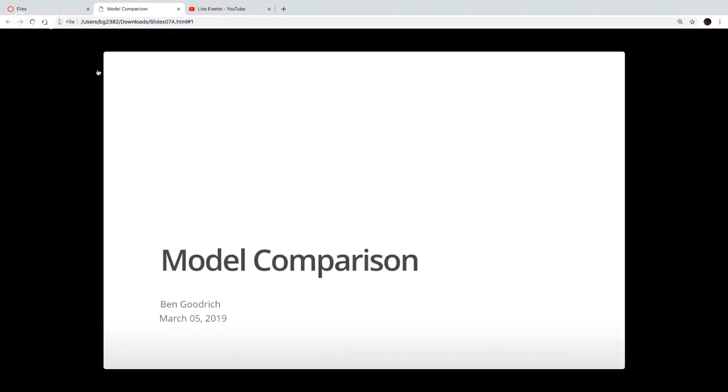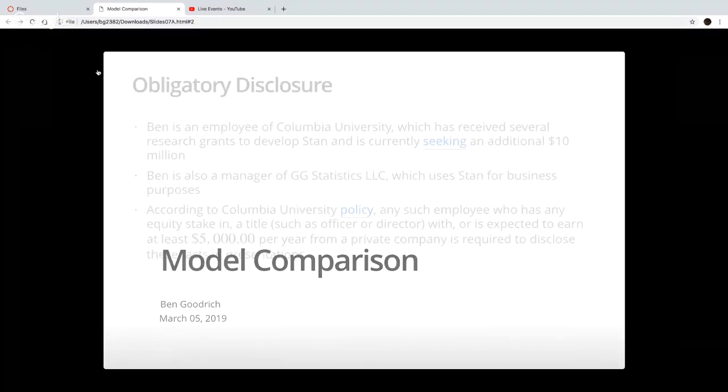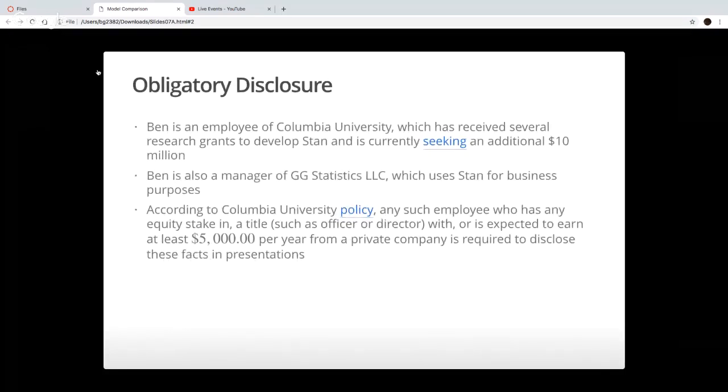Anyway, okay. So today we're going to be talking about model comparison. And in order to do that, we first have to disclose the fact that we have an apparent conflict of interest due to using Stan outside of Columbia, when Columbia is in the business of obtaining grants in order to develop Stan further.